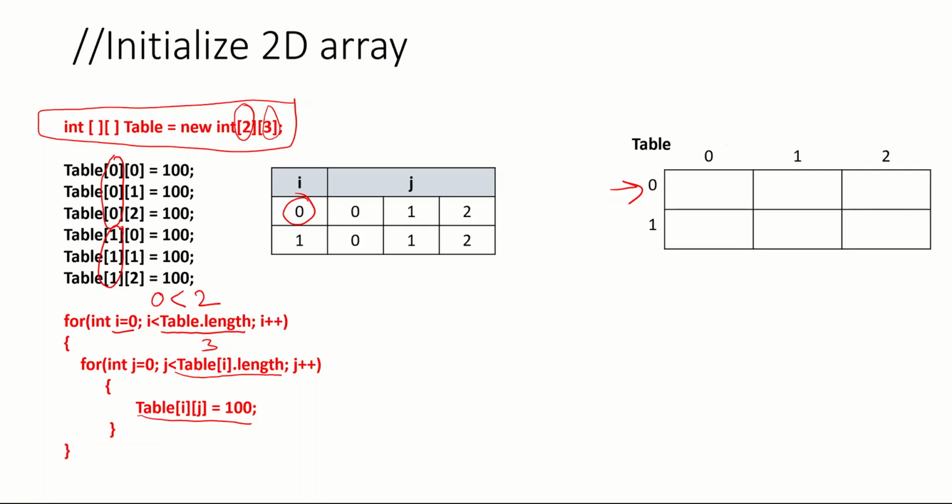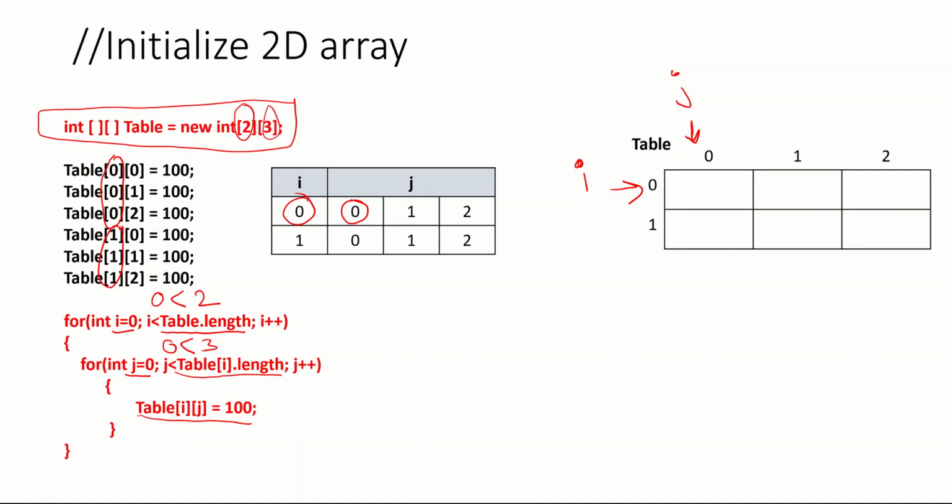We have to go inside, and then inside I have another loop, which is j. j again should start from 0. So this is the current value of j. So I'm having i, this is my row, and j, this is the column. Now j should be less than table[i].length, which means the value of j should be less than 3, and this is true.